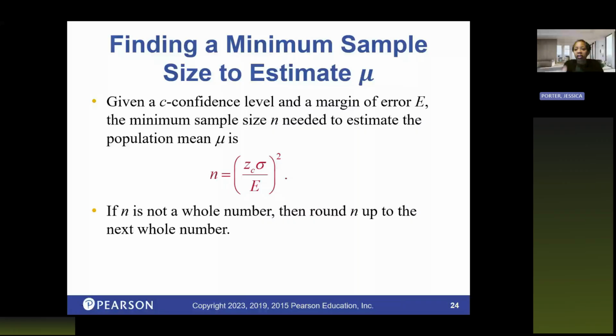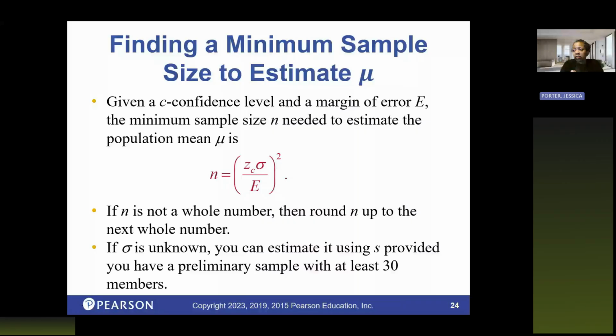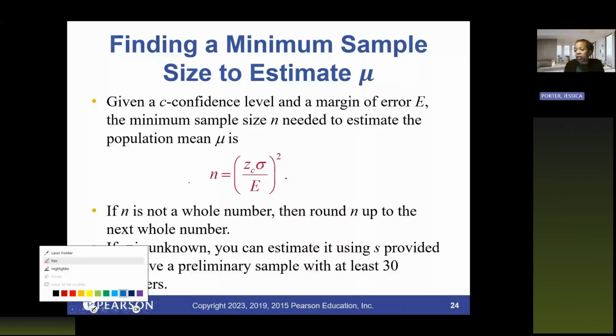If the standard deviation is unknown, you can estimate it using S, provided you have a preliminary sample with at least 30 members. S is the sample standard deviation. Remember, this sigma is the population standard deviation.